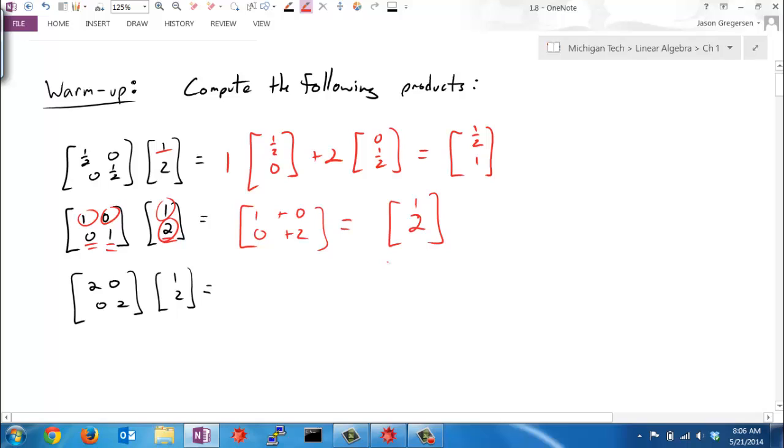And the last one, maybe we'll go back to the linear combination technique. I'm really adding the vector 2, 0, plus 0, 4. That's 2 times the column 0, 2. And this one will be 2, 4. All right, any questions about those calculations?